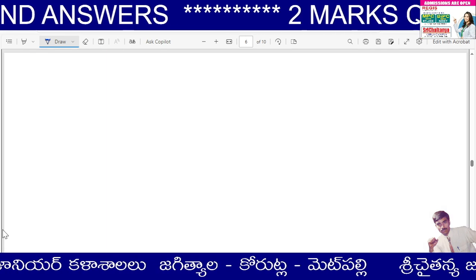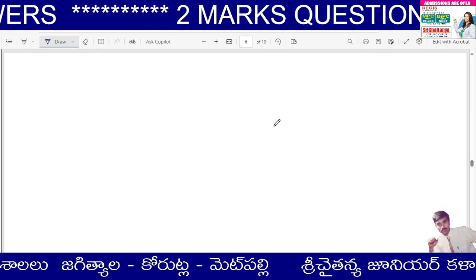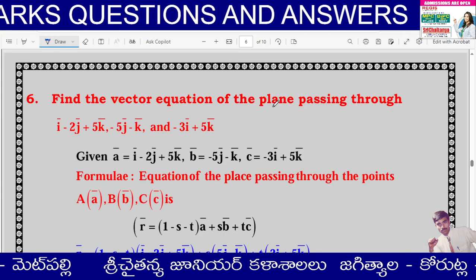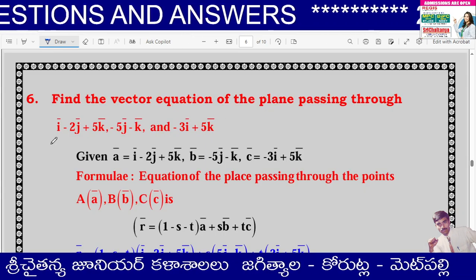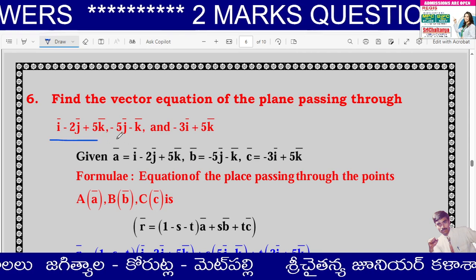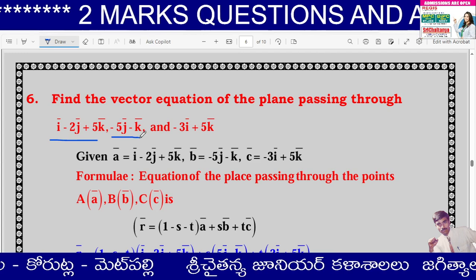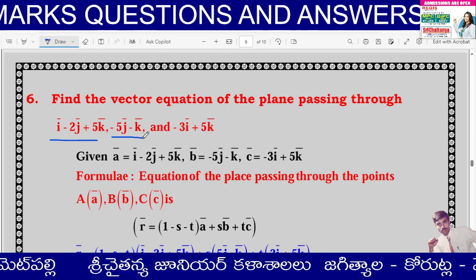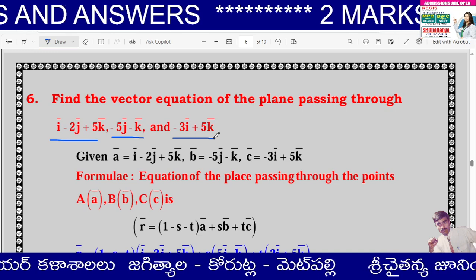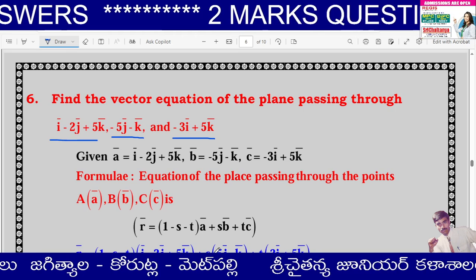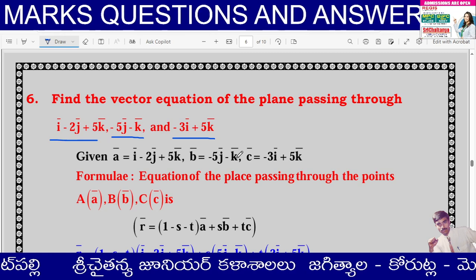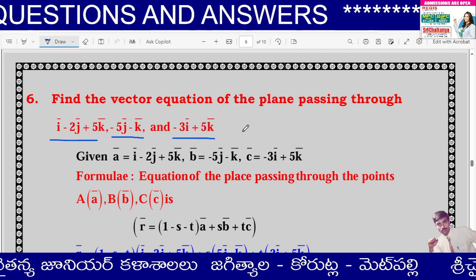Next question, find the vector equation passing through the points i minus 2j plus 5k, first vector; second vector, minus 5j minus 5k; third vector, minus 3i and minus 3i plus 5k.